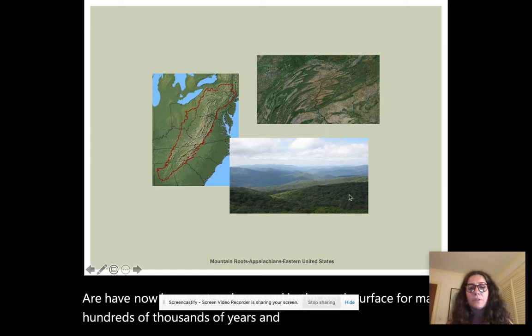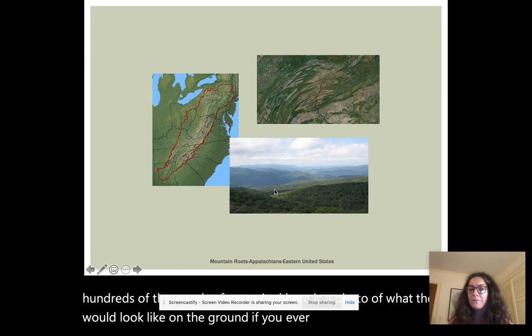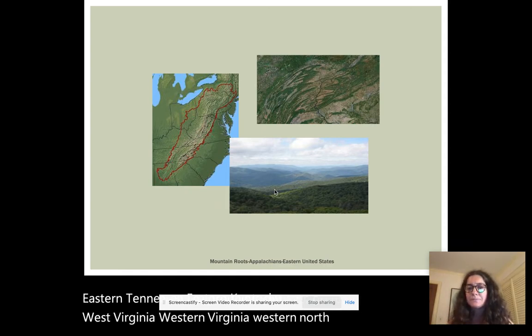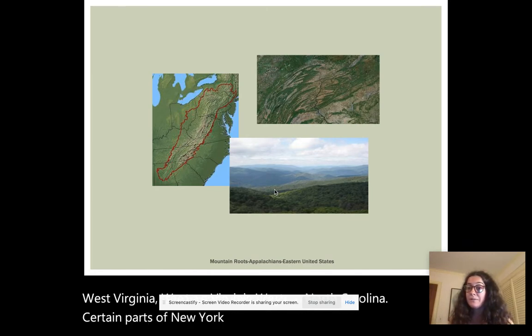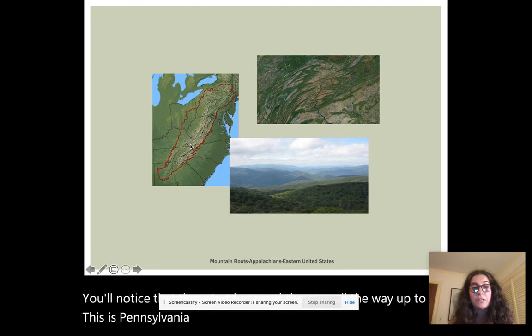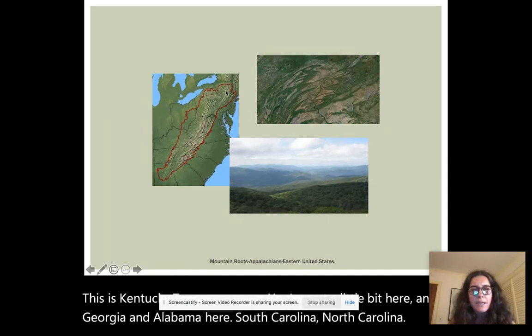And here is a photo of what they would look like on the ground if you ever go to, for example, eastern Tennessee, eastern Kentucky, Western Virginia, Western North Carolina, certain parts of New York, and also Pennsylvania. And I'm pretty sure I'm missing a state in there. You'll notice that they start here and they run all the way up to Pennsylvania, Western Virginia, Virginia. This is Kentucky, Tennessee. Oh, and you've got a little bit here in Georgia and Alabama, South Carolina, North Carolina. And this is New York.